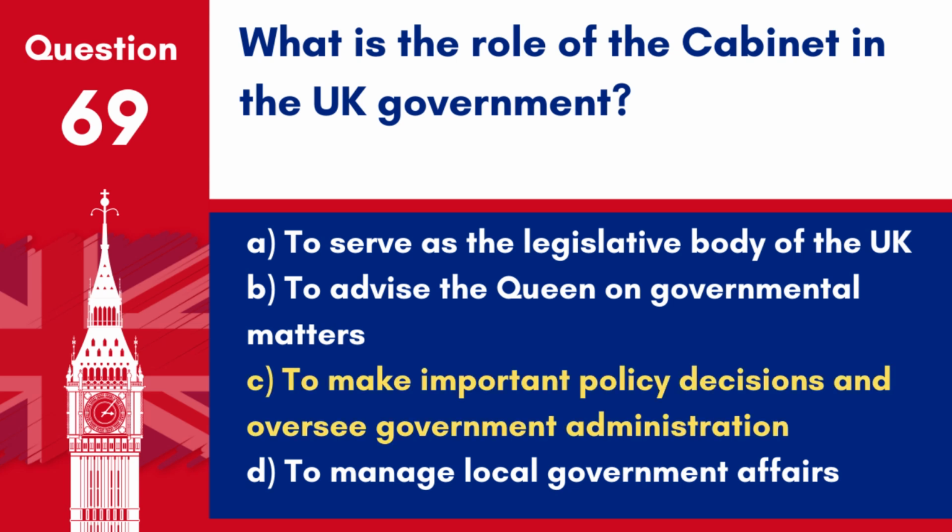Answer C. To make important policy decisions and oversee government administration. The Cabinet is composed of the top senior ministers, chosen by the Prime Minister, who are the main decision-making body of the UK government, responsible for policy and administrative oversight.